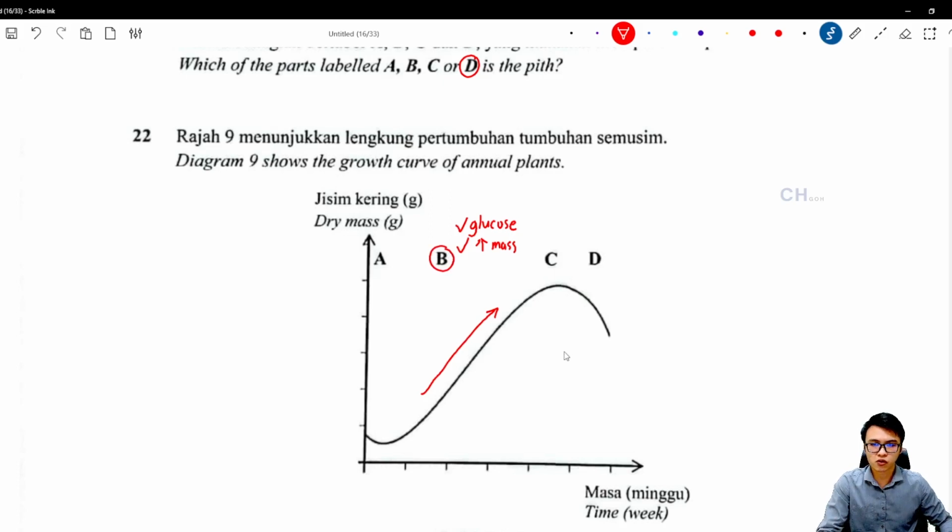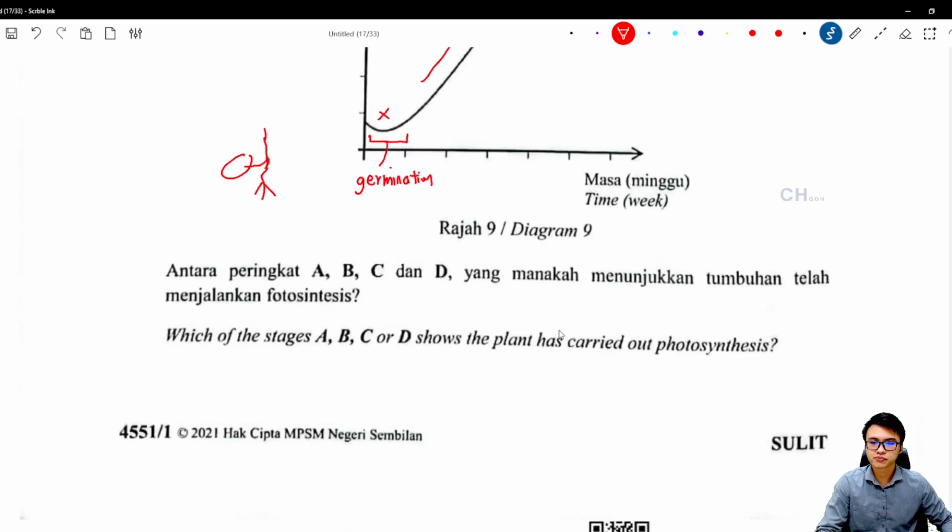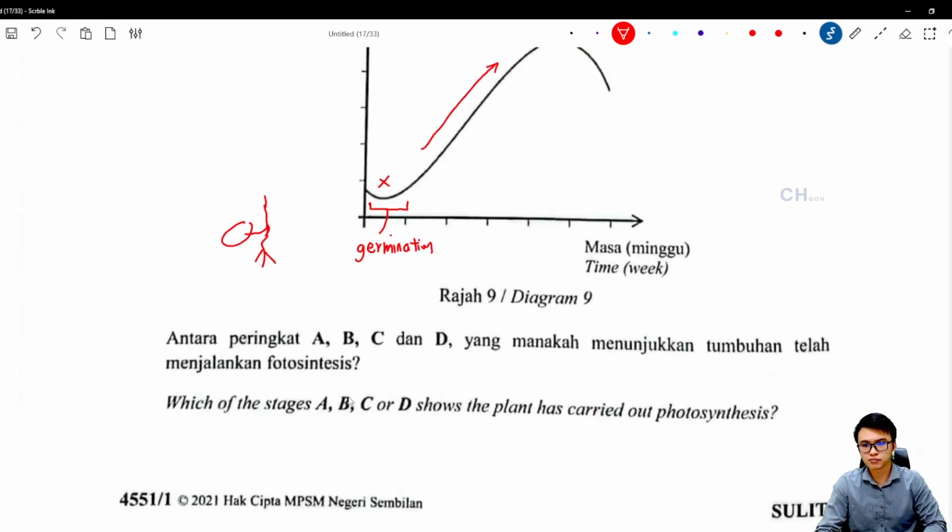Stage A is confirmed not the answer because this is during germination. During germination, there's no leaf. When there's no leaf, how can you carry out photosynthesis? Am I right? So germination, A, is confirmed not the answer. Remember this one, guys. So the answer here is B.